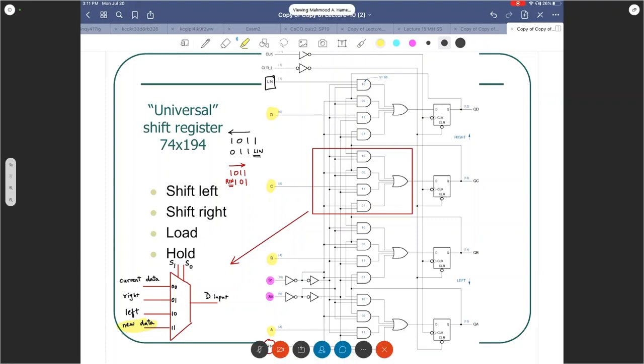Let's see. The question is, if R in or L in is not connected, does it default to 0? No, it doesn't. So it doesn't default to 0. If I don't connect left input and right input to anything, then it is going to take up a random value. It doesn't default to 0.